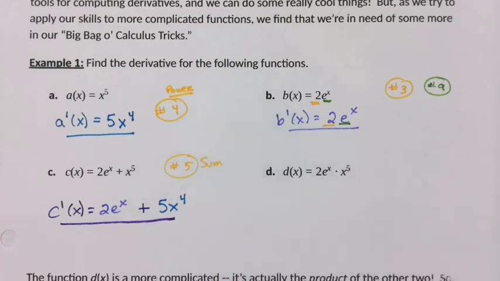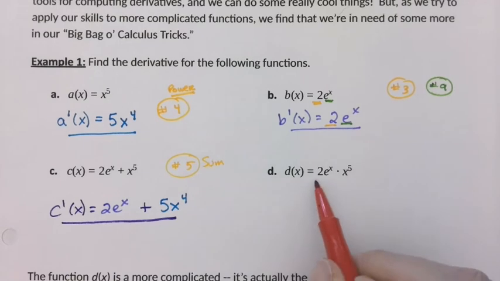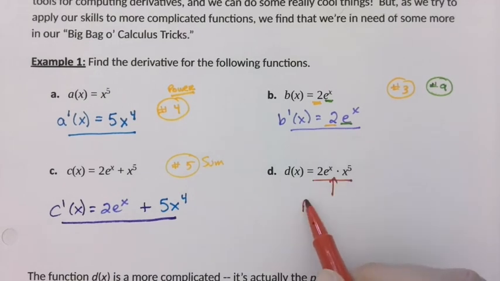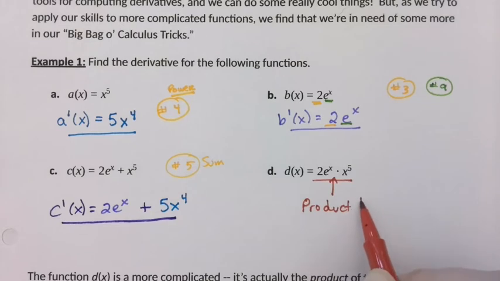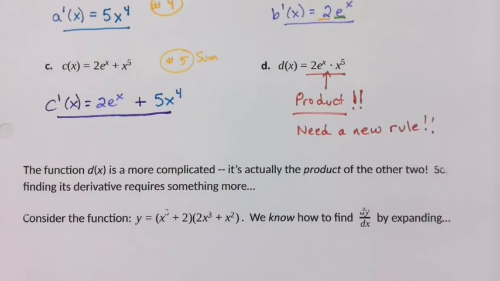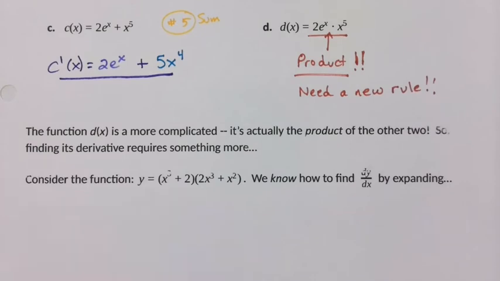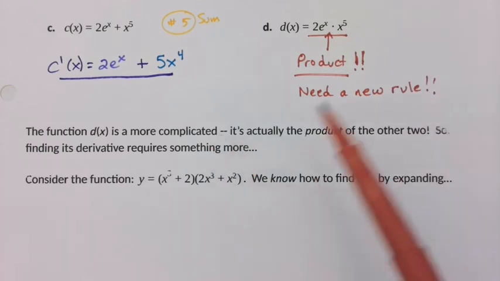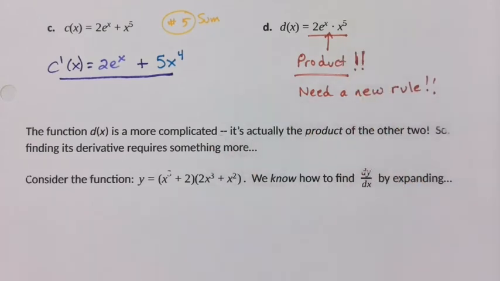But the thing for D is that we don't have a rule for this. This is a product. Well, we do have a rule, but we don't know it yet. So this is the product of two functions. And so we need a new rule to do this. All right, now before we go define what that new rule is, let's look at a different way of doing this. And we have to do this with a different problem because the problem we're having cannot be algebraically simplified.